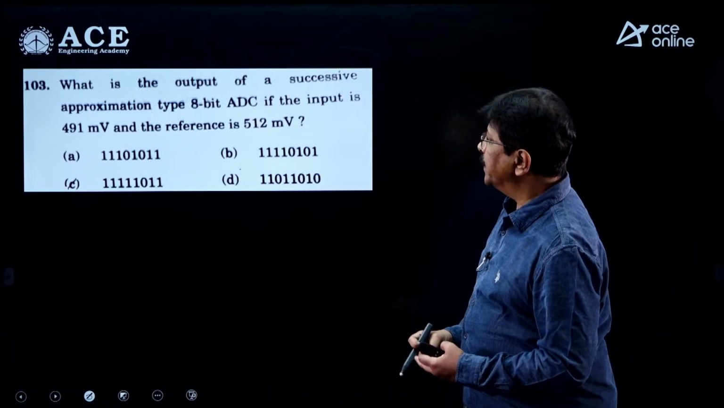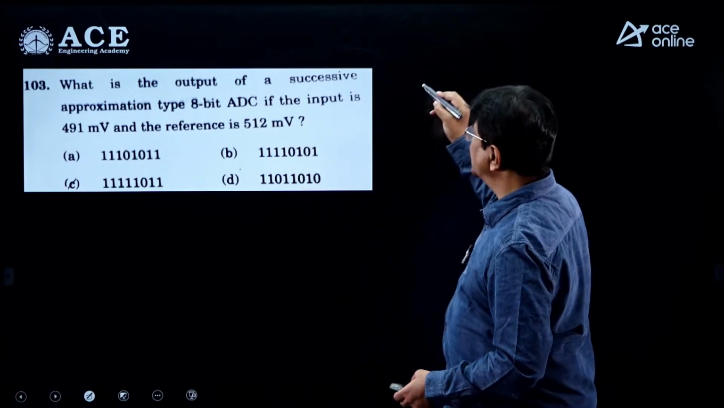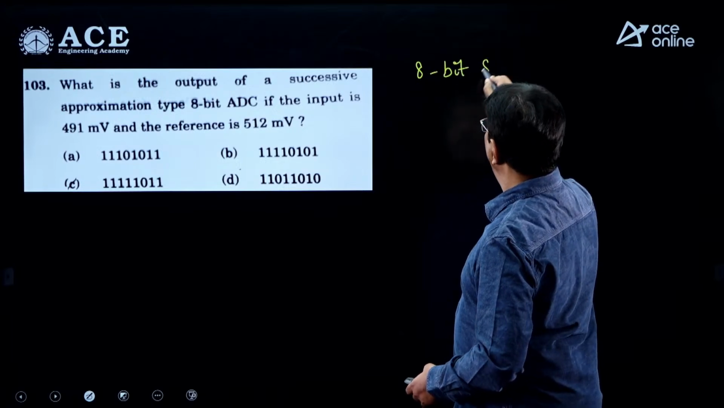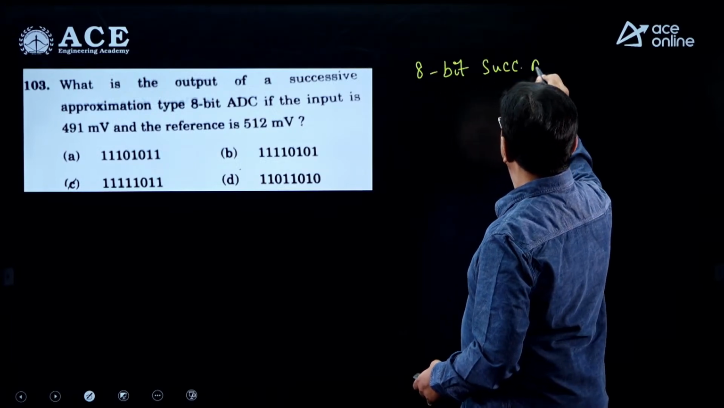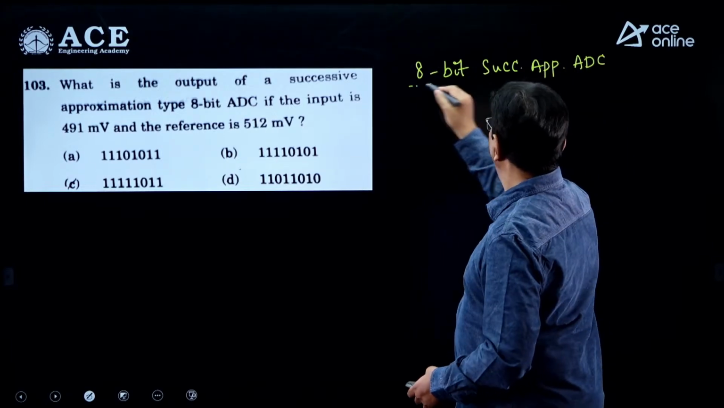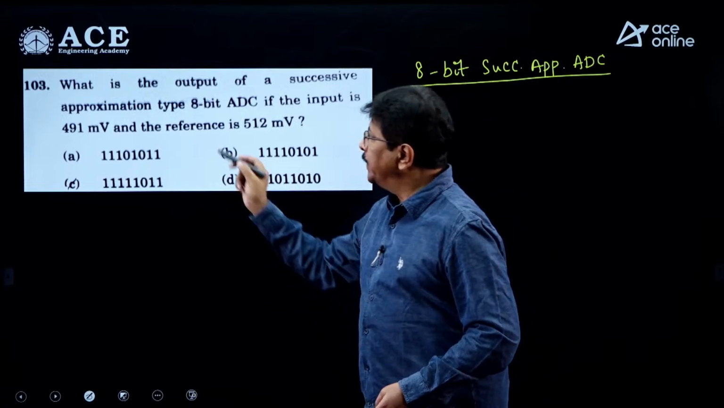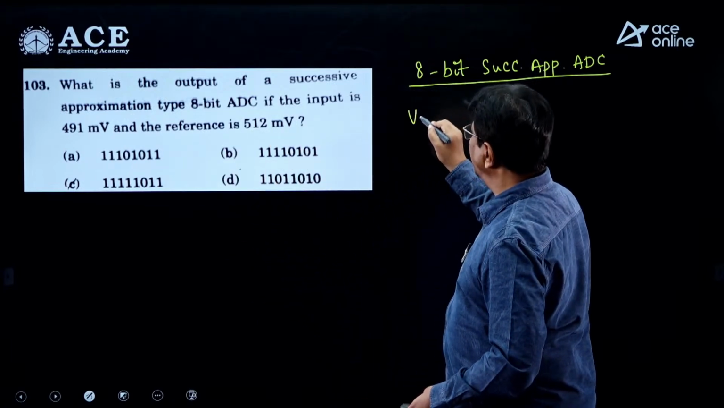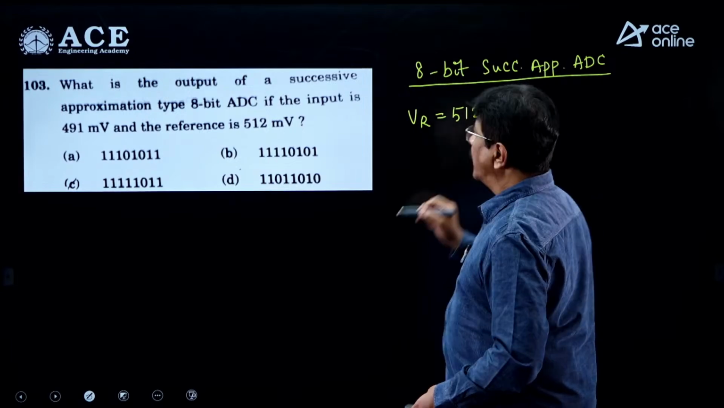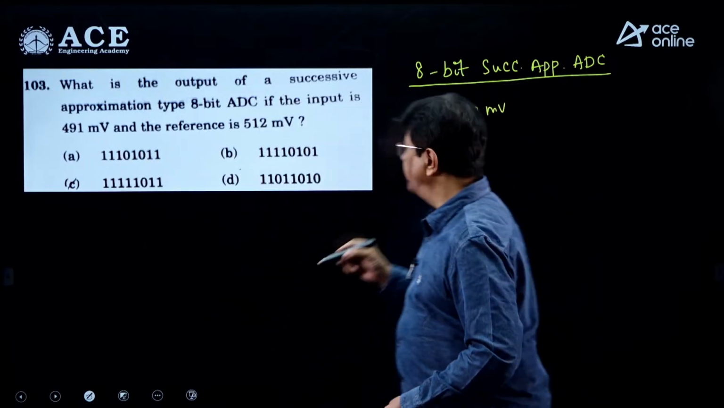Fine. So the next one is successive approximation ADC. Right. He told that the reference voltage is 512 millivolts and the given input is 491 millivolts.